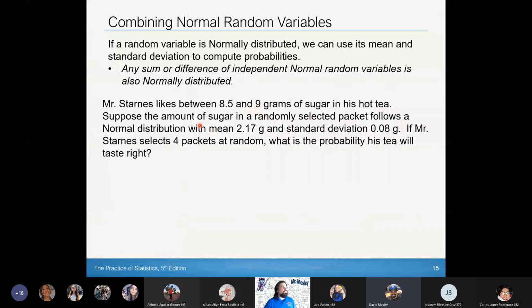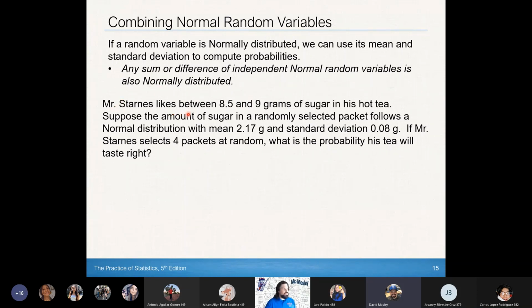So we will do an example. If a random variable is normally distributed, we can use its mean and standard deviation to compute probabilities. Right? Any sum or difference of independent, normal random variables is also normally distributed. All right. So if we're combining two random variables that are normal, then their sum or difference will also still be normal. So we can use all the stuff we know about normal distributions with those.